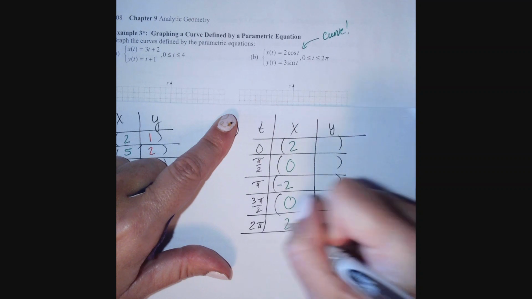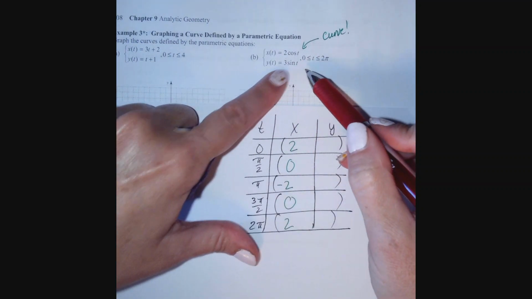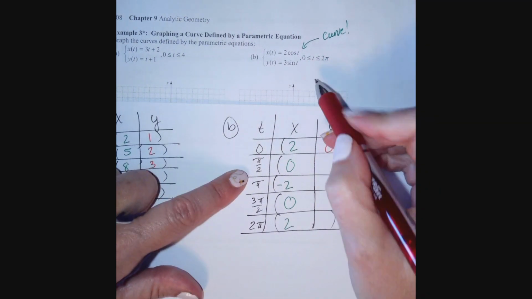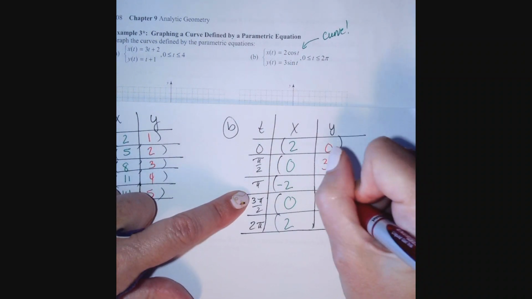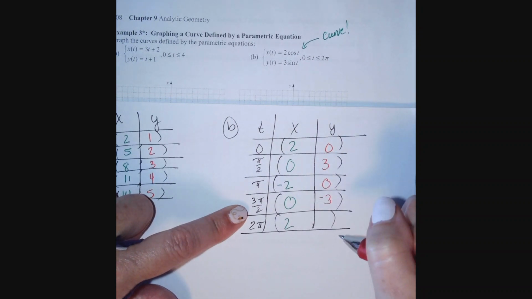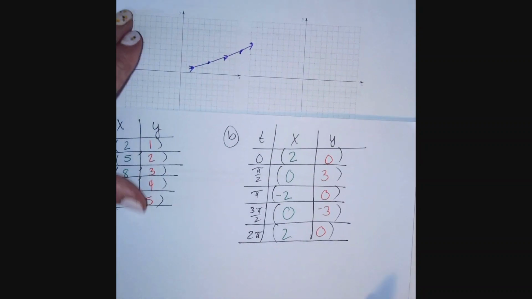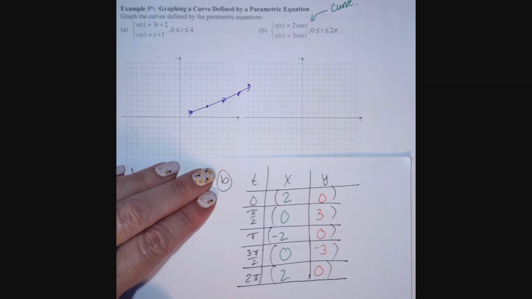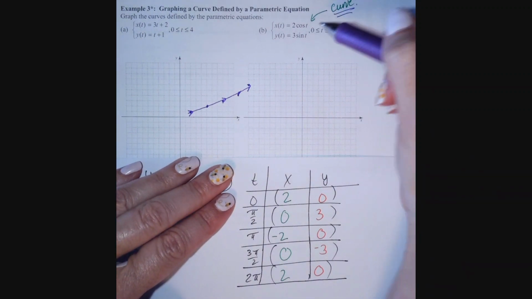Now we're going to look at our y function, which is a sine function, 3 sine of t, where t is 0, sine at 0 is 0. Sine at pi half is 1, so 1 times 3. Sine at pi is 0. Sine at 3 pi halves is -1, so that makes that a -3, and then I'm back to 0. Alright, remember we have directionality, and we're going to plot our points, and then we are going to connect them with curves because we are graphing sine functions.